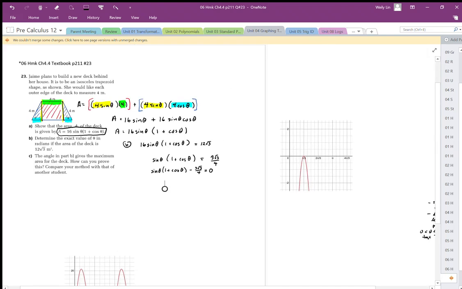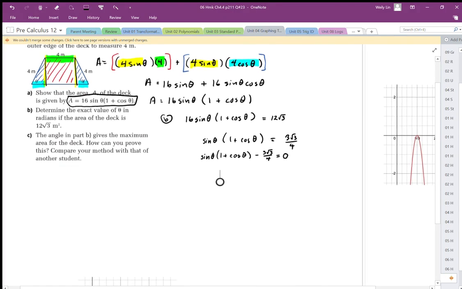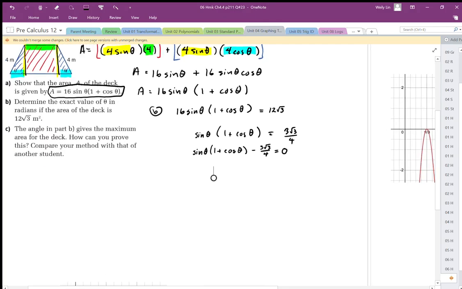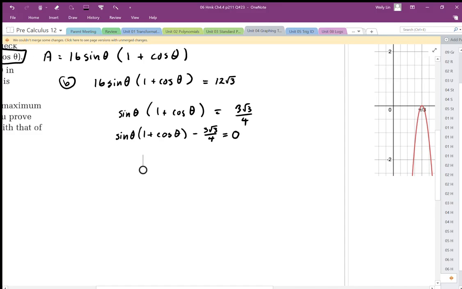Part B asks to find the angle when the area is 12 root 3 meters squared. So what we do is make the equation 16 sine theta times (1 plus cos theta) equal to that area, because that's the area function. And then we can solve this area function, and we're going to just make it equal to 0.